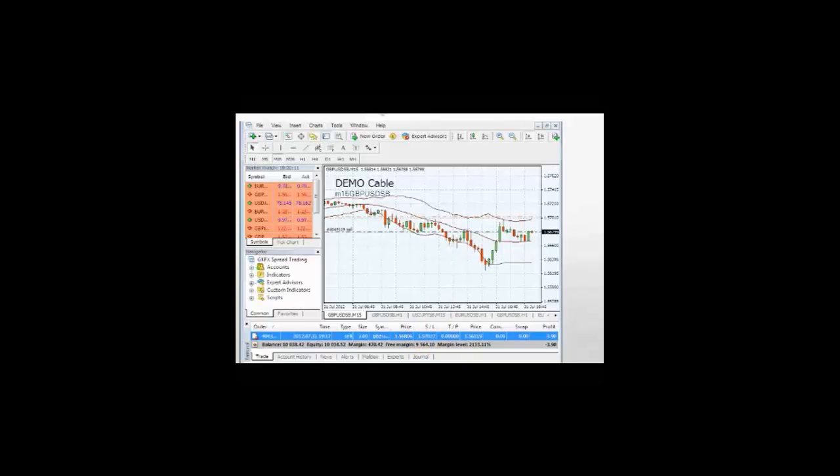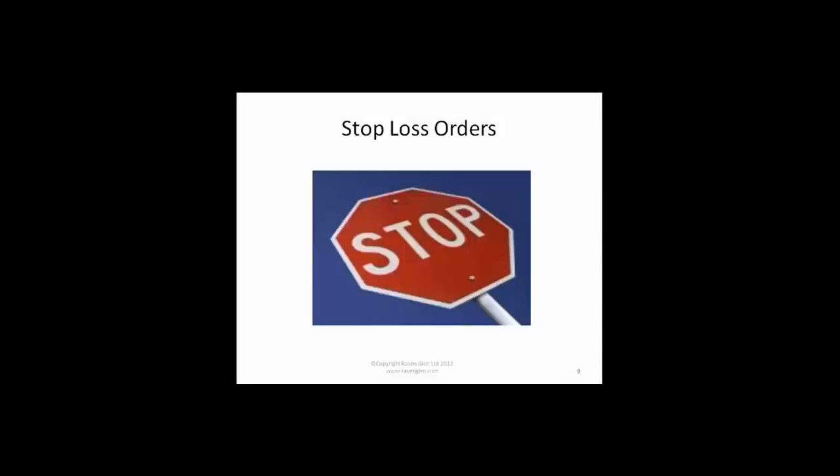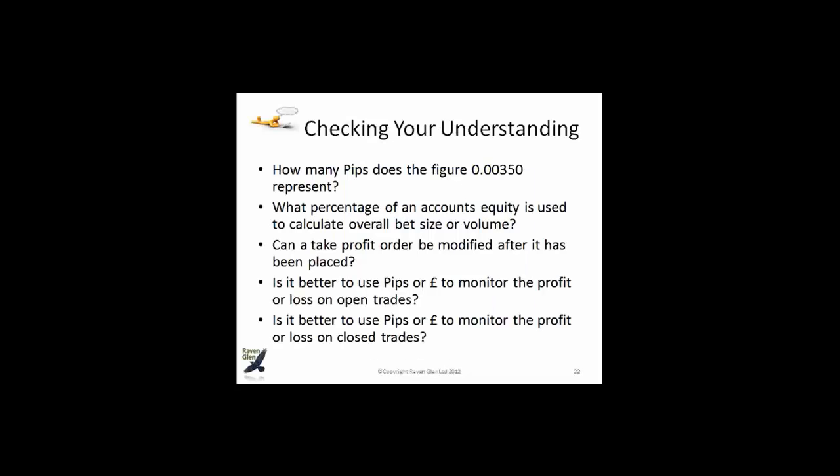So just to remind you, stop loss orders are there to prevent you losing too much money when a trade goes against you, and to promote good money management. So with the sections covered in this module, you should be able to answer the following questions. Firstly, how many pips does the figure 0.00350 represent? Secondly, what percentage of an account's equity should you use to calculate the overall bet size or the bet volume?